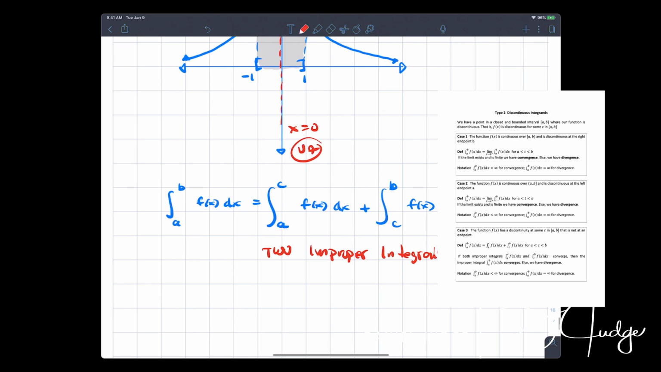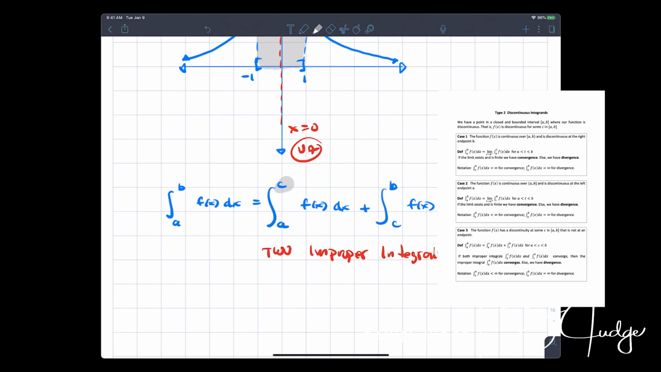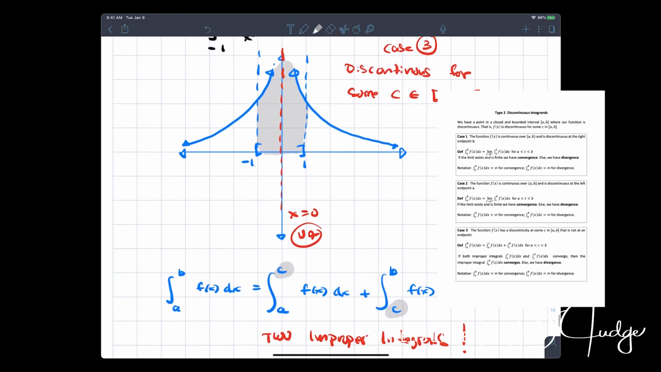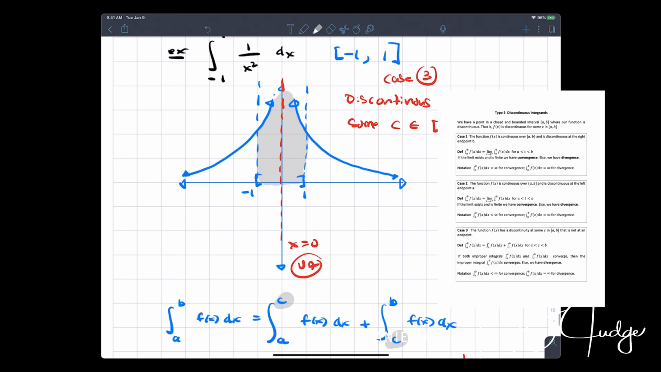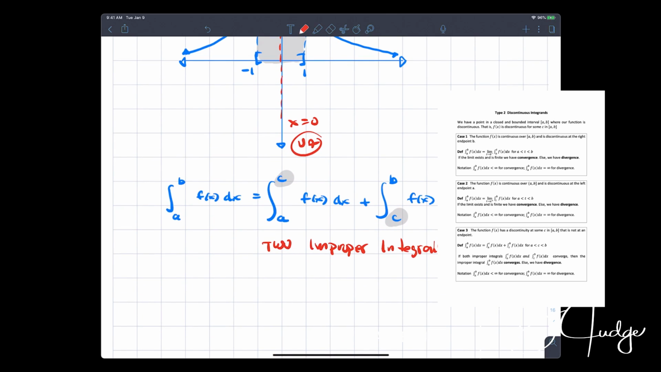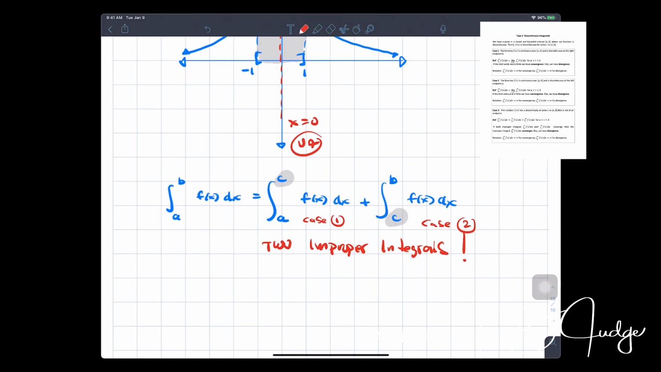The discontinuity happens at the value c here. And so we split it up into 2, where we have case 1 and we have case 2 now. So it's discontinuous at some c here. In this example, it's going to happen at 0, because that's where we have our vertical asymptote. So we started the day with a case 1. This is a case 2 improper integral, and we're using this definition.